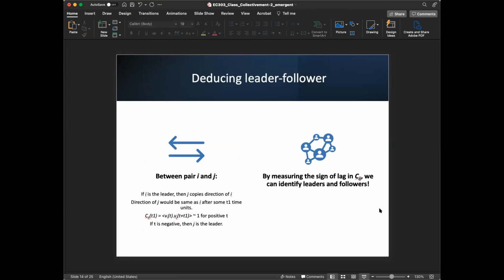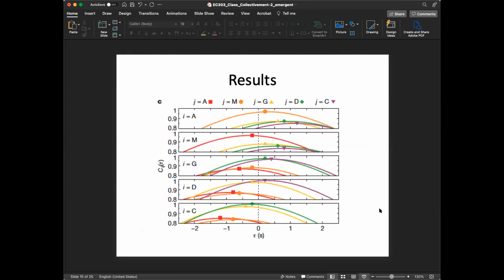We can also measure the strength of relationship between the two by looking at the lag, how much is the lag. Okay, so that's precisely what they're doing here for various pairs. For example, here A is the focal individual. They are now plotting the cross correlation between A and M, A and G, A and D, and A and C. What you are seeing is that M, G, D, C all have a positive lag. At a positive value, they are reaching a maximum value. That basically means that M, G, D, C are all trying to copy the direction of A.